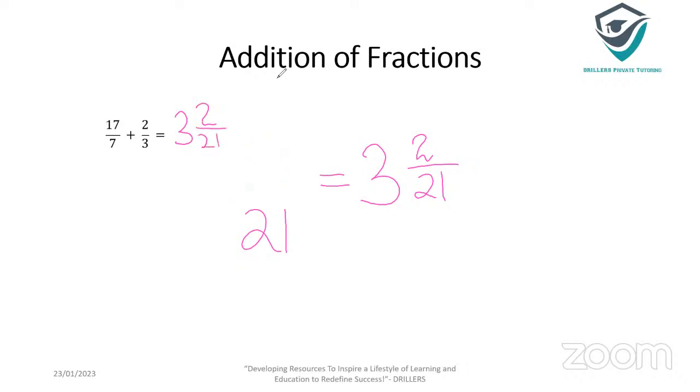So we've added those fractions: 17 over 7 and 2/3, and we've got 3 and 2 over 21.